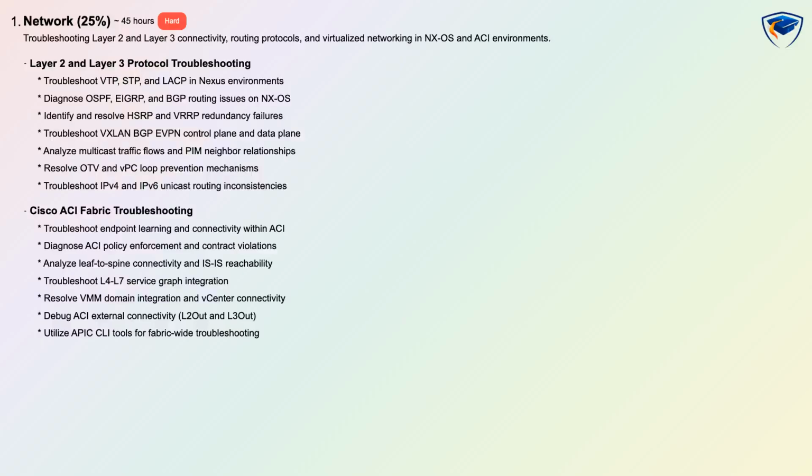The study covers VXLAN and BGP EVPN control and data plane failures, multicast flows and PIM neighbor problems, plus redundancy protocols such as HSRP and VRRP and loop prevention with OTV and vPC. You will also learn to analyze IPv4 and IPv6 unicast inconsistencies and use APIC and NX-OS tools to isolate fabric path drops and endpoint connectivity problems.